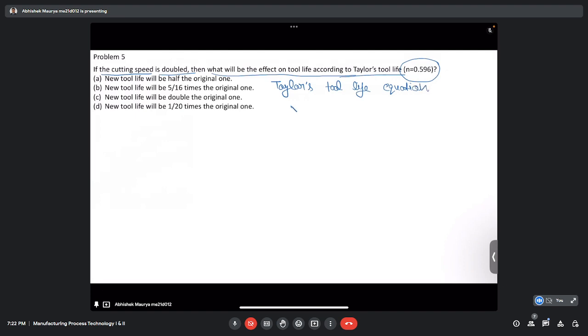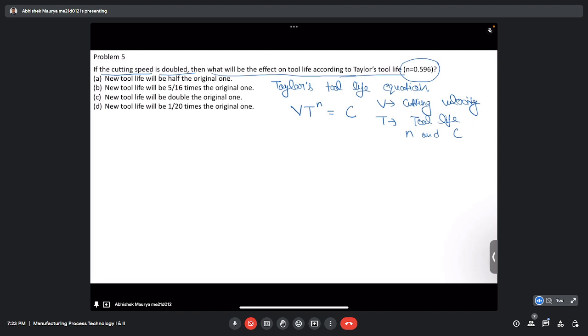So that is given by v t to the power n is equals to some constant, where v is the cutting velocity and t is the tool life. N and c are the constants that depend upon the tool workpiece material.